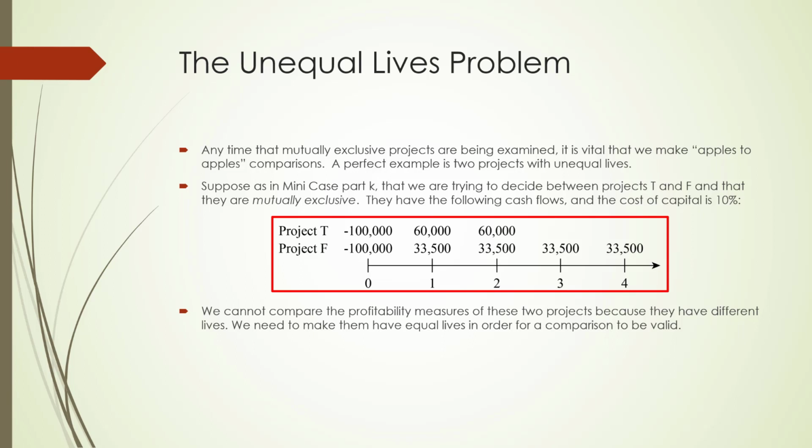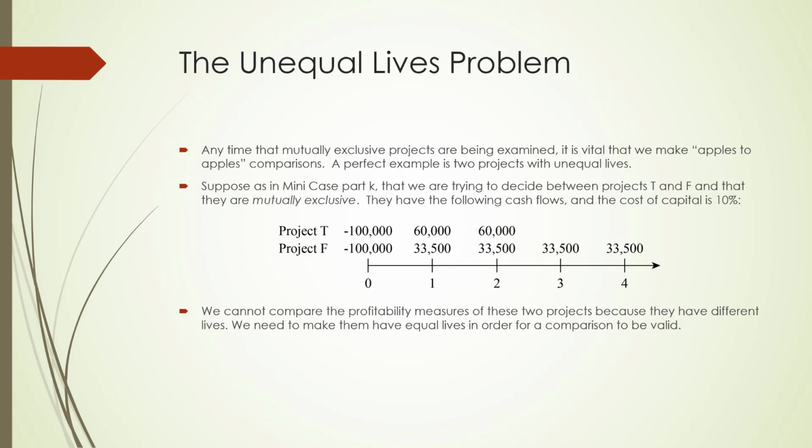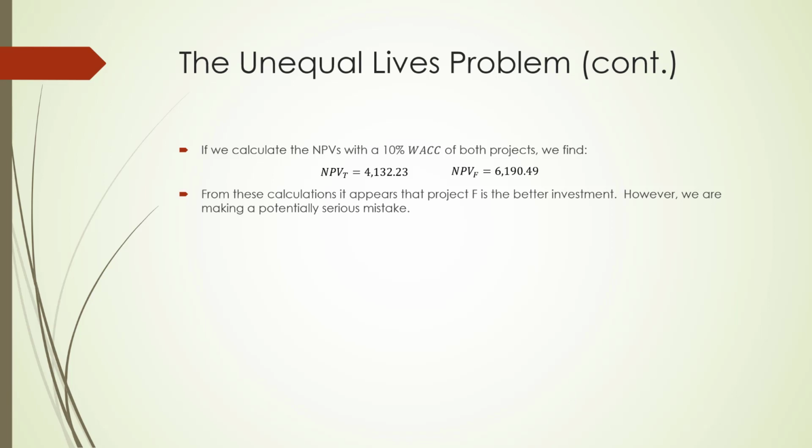Now, because they have different lives, we cannot directly compare the NPVs or IRRs or modified IRRs of these 2 projects. So what we have to do is somehow make it so that they both have the same life. Now, if we start out by calculating the NPVs of these 2 projects, we'll find that Project T has an NPV of $4,132 and Project F has an NPV of $6,190.